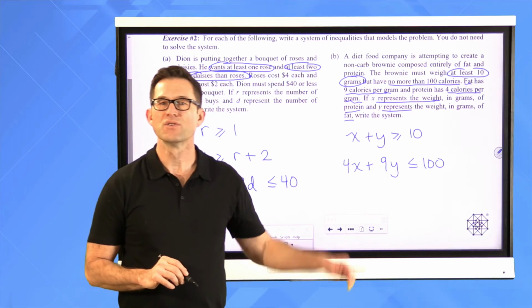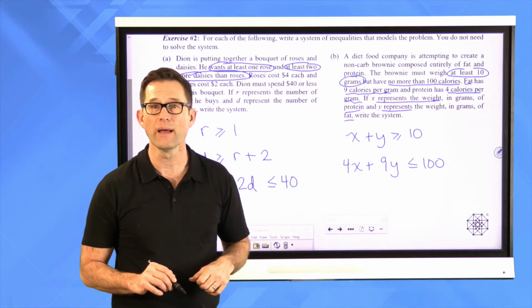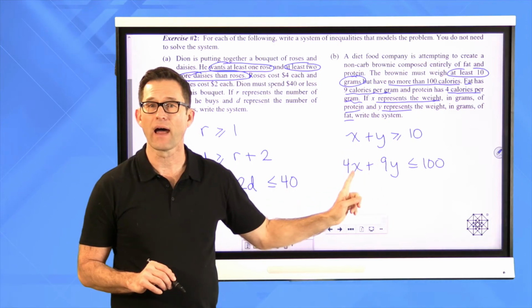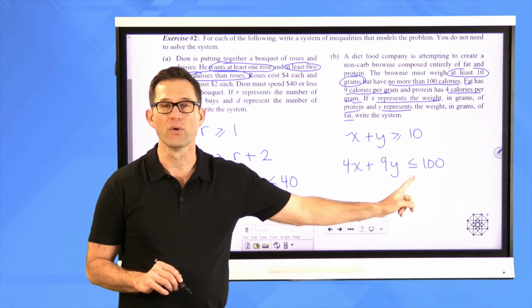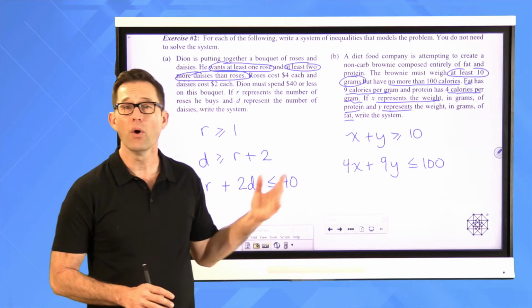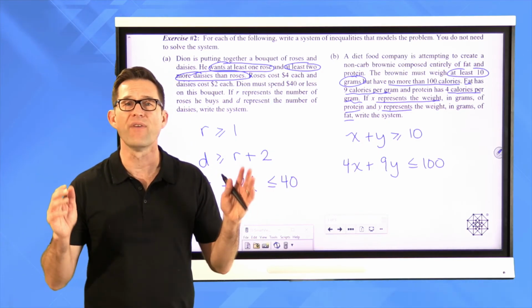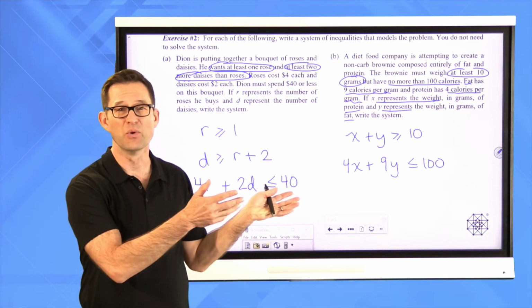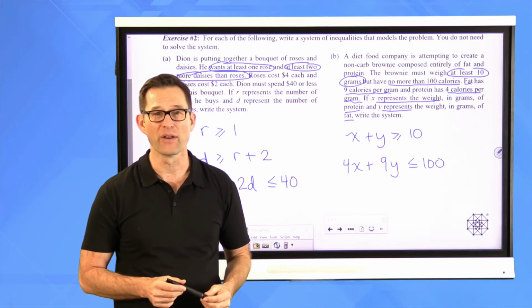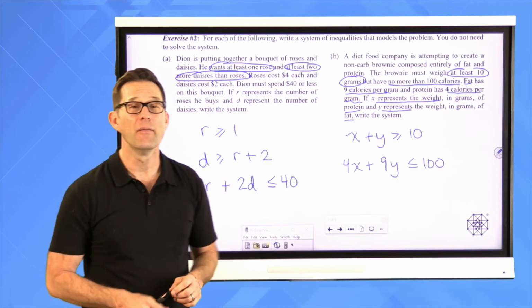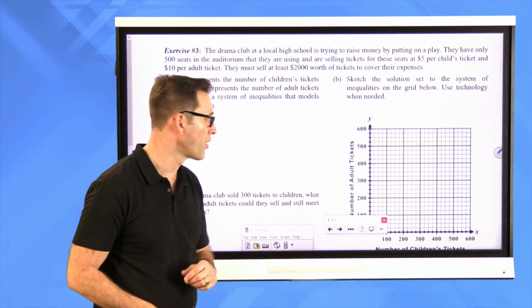All right, so this is the one that basically says, hey, when you add the 2 weights together, it's got to be at least 10 grams. And this one says if I take the calories due to the protein plus the calories due to the fat, those must be less than or equal to 100. Now, both of these 2 scenarios could be graphed in a coordinate plane to figure out the viable solutions for Dion's Bouquet or for our nutritional, delicious diet brownie with no flour in it. So let's move on and do one more where we use a graph to think about our viable solutions.